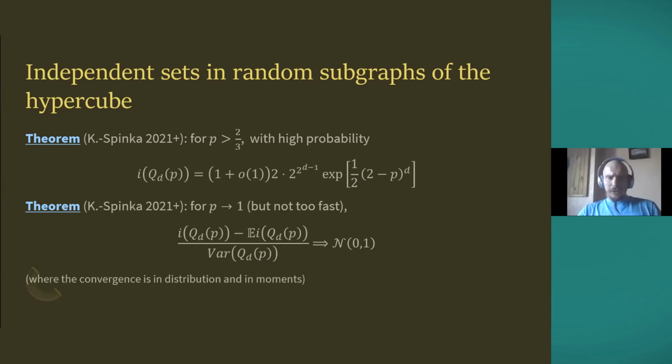Gal, if I understood correctly, you prove results for the expectation for a bigger range of p, relatively small p, and the with high probability results for p bigger than 2/3, right? Yes.